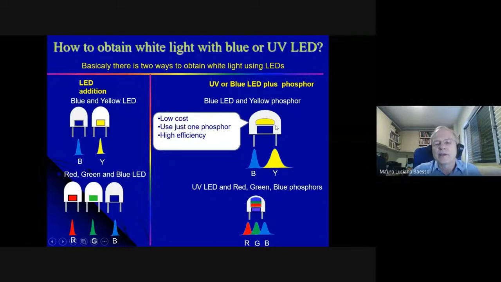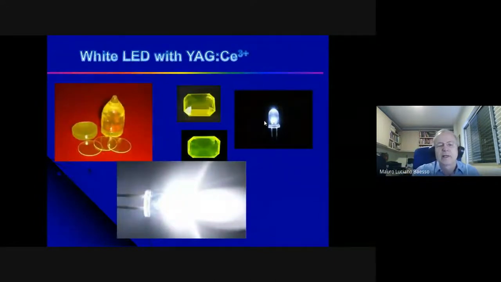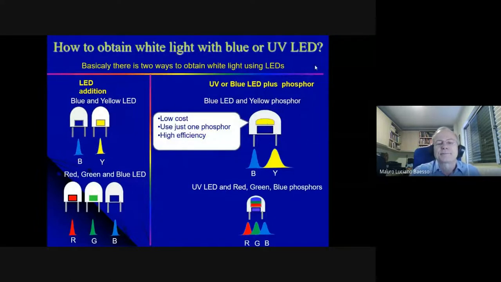And the way the LED you find in the market is like this. You have an LED. Sometimes you have more than one LED here. And over the LED, you put a phosphor material. When you buy in the market, you see there is a yellow crystal over the LED. You can get low cost, using just one phosphor, or high efficiency. This is the most simple one.